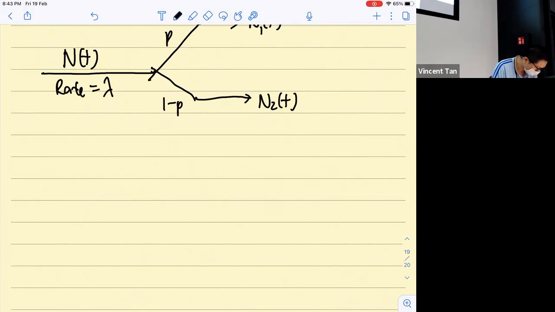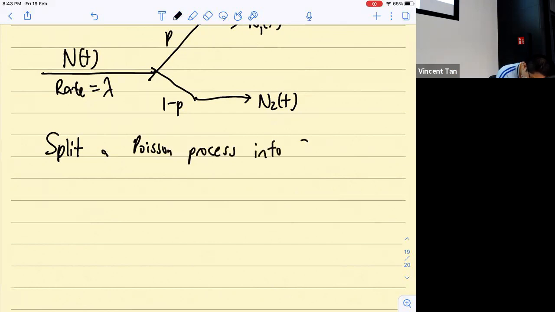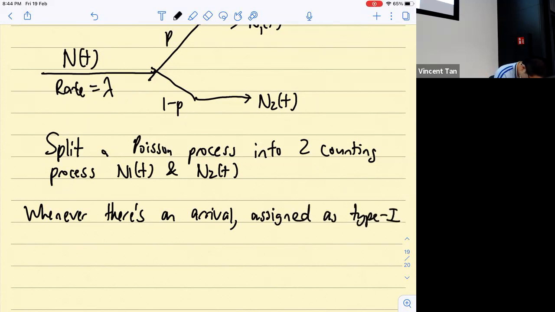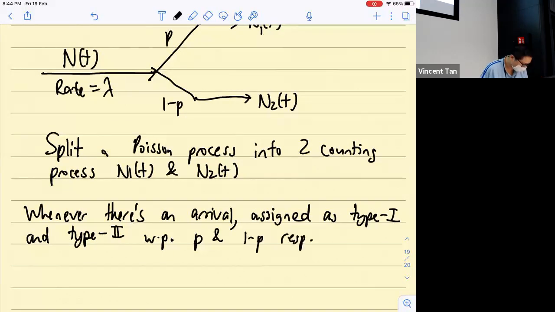So the story, I already told the story here. We are going to split a Poisson process into two counting processes, N1(t) and N2(t). Whenever there's an arrival, that means whenever someone walks into the voting booth, he or she is assigned as type 1 and type 2 with probability p and 1 minus p respectively.